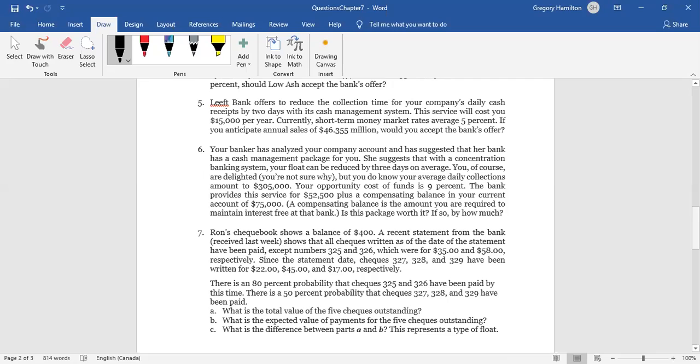This service will cost 15,000 per year. Current short-term money market rate is 5%. If your anticipated annual sale is 6.3 million, would you accept the bank offer? Okay, so take 5 minutes, try it, and then we'll do it.